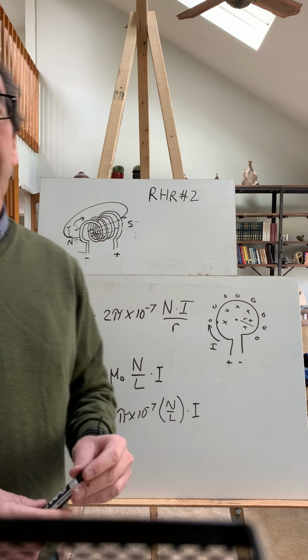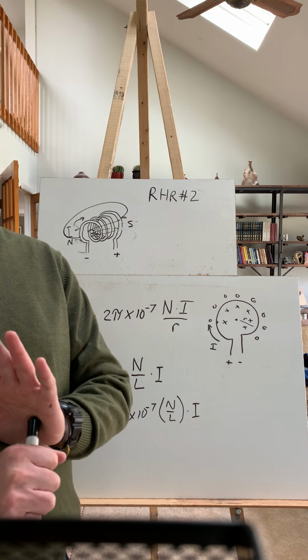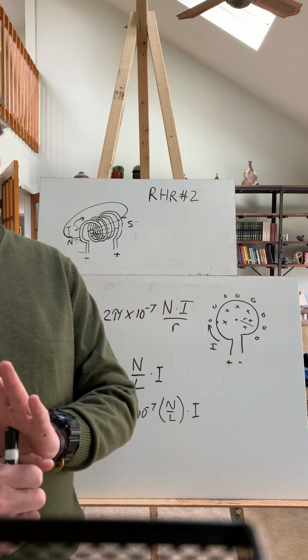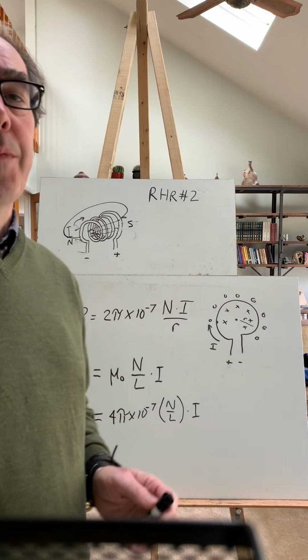So that's right-hand rules number 1 and 2. In the next installment, we'll talk about right-hand rule number 3, which tells us about the forces exerted on a current-carrying wire or a moving charged particle.